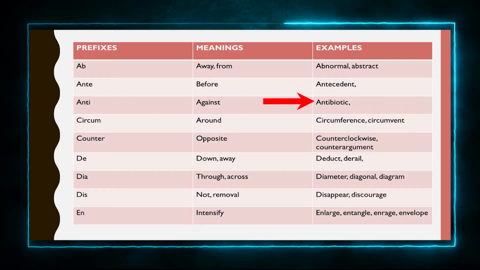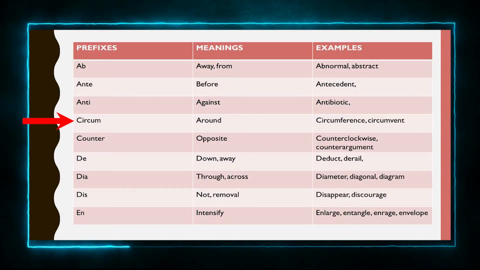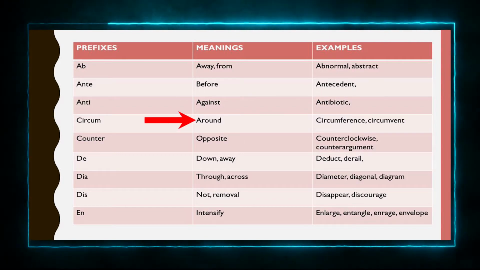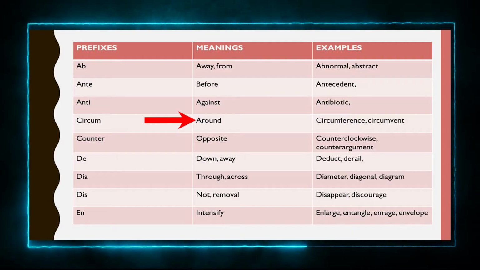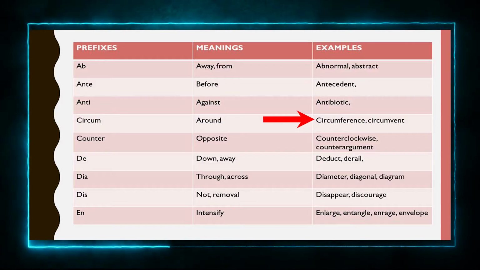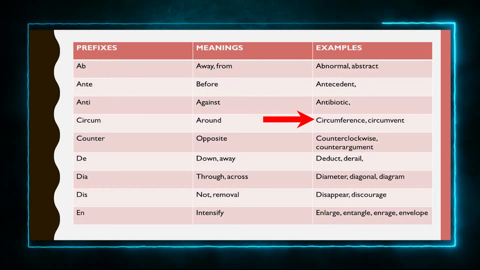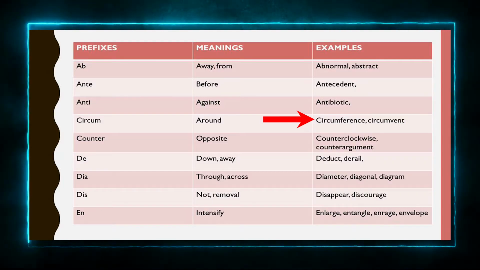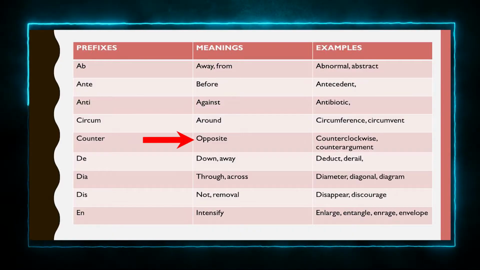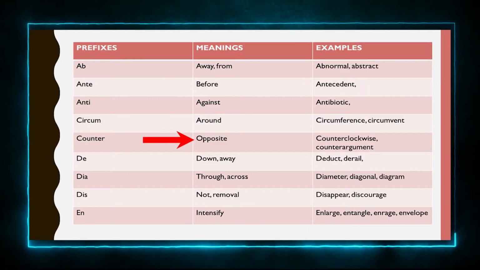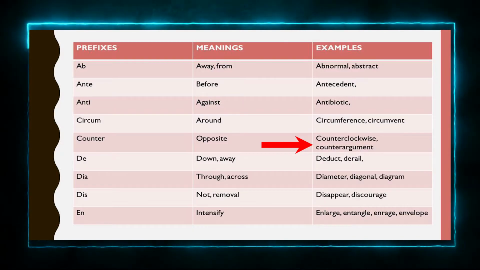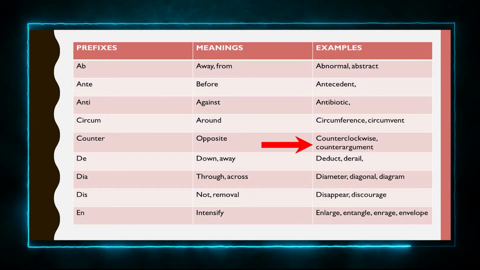There is also the prefix circum, which means around. If you remember from mathematics, you would be familiar with the word circumference, which means the distance around a circle. There is also the word circumvent. Another prefix is counter, which means opposite, where we might have words such as counterclockwise or counterargument, which is an argument against a particular proposition.